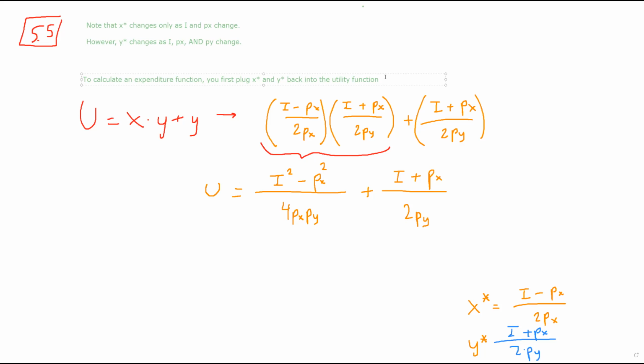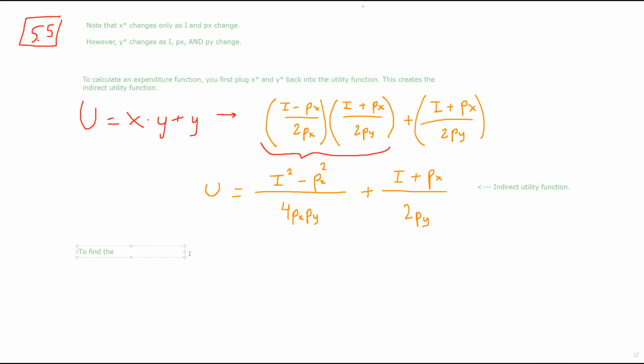Okay. All we've done right now is create what's called the indirect utility function. So we're done with creating the indirect utility function. However, we were not asked to find the indirect utility function. We were asked to find the expenditure function. So we're going to keep plucking away. How do we do that? To find the expenditure function from the indirect utility function, and this is something I said about half an hour ago, maybe longer, you solve for I.